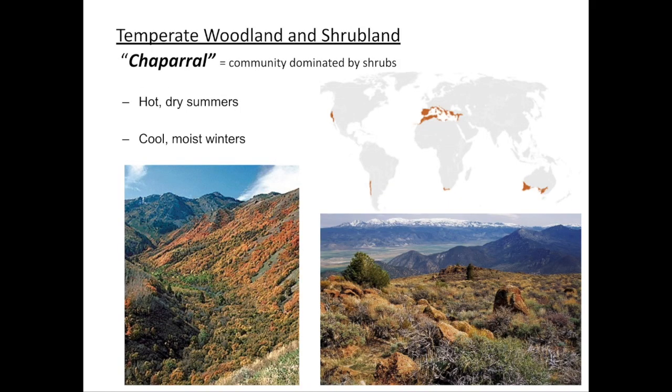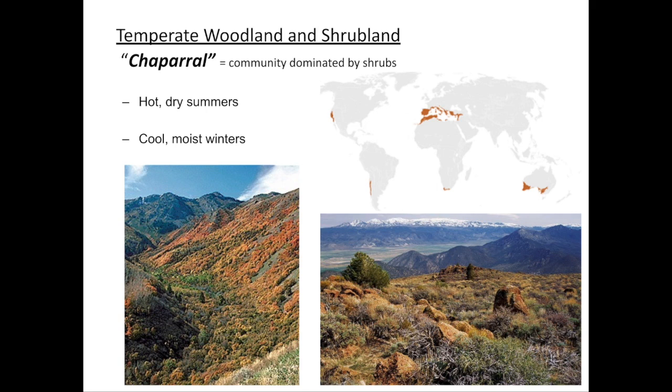We have the temperate woodland shrublands, chaparral, community dominated by shrubs. These have hot, dry summers and cool, moist winters. So on the west coast of the United States is one place where we find this biome. So Mediterranean is another place. If you look at this map, a lot of these places are where grapes can be grown.